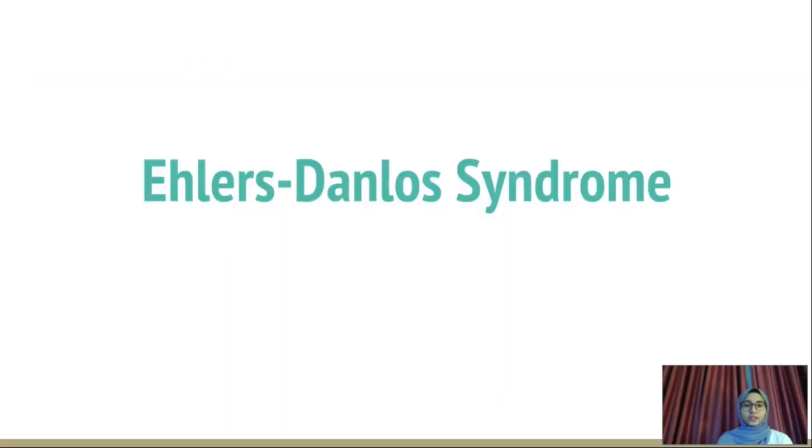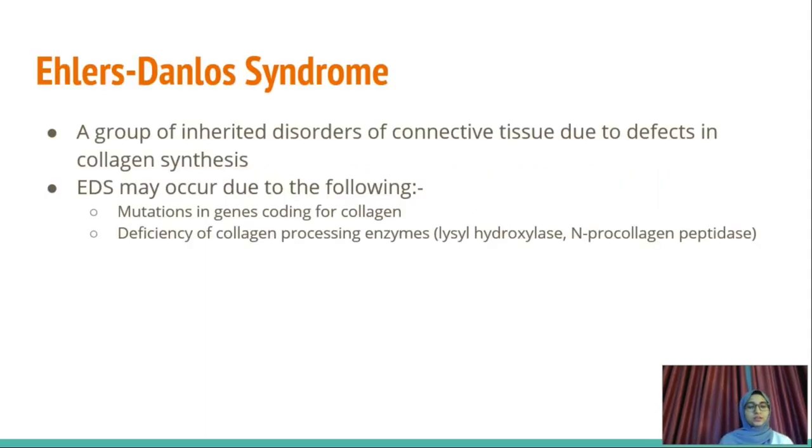Next, I'll be talking about Ehlers-Danlos syndrome. Ehlers-Danlos syndrome is a group of inherited disorders of connective tissue due to a defect of collagen synthesis. It may occur due to a mutation in the gene coding for collagen, or deficiency of collagen processing enzymes such as lysyl hydroxylase and procollagen peptidase.